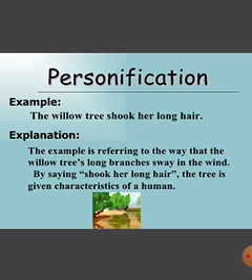The willow tree shook longer. A tree, it's a human being that shakes. So for you to be saying a willow tree shook, you are using human attributes. The example is referring to the way that the willow tree's long branches sway in the wind. By saying shook longer, the tree is given characteristics of a human.